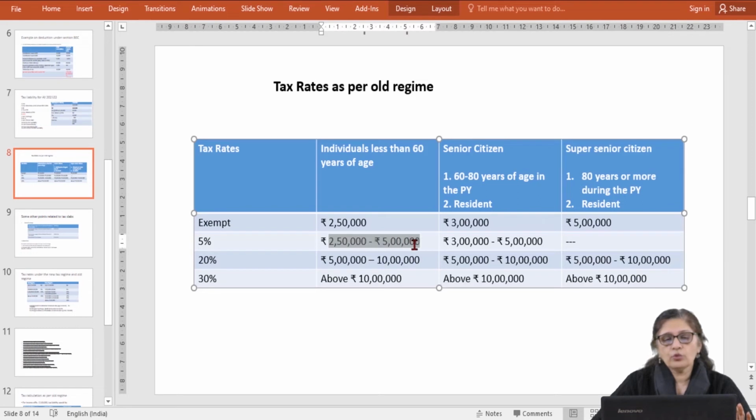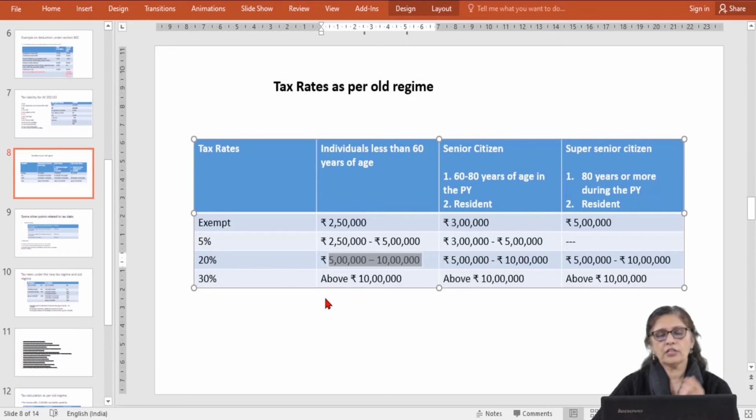On the next range of 2,50,000 to 5 lakhs, which means a range of 250. So, first 250 exempt, next 250 is taxable at 5%. Then next 5 lakhs, that is 5 to 10, is taxable at 20%, and anything beyond that, highest rate of tax, 30%. So if you have income of 10 lakhs, the first 250 would be exempt, remaining 750, next 250 would be taxable at 5%, 5 lakhs gone, remaining 5 lakhs taxable at 20%.